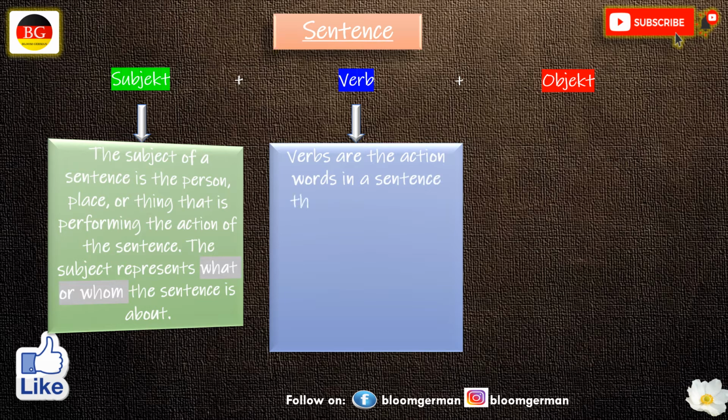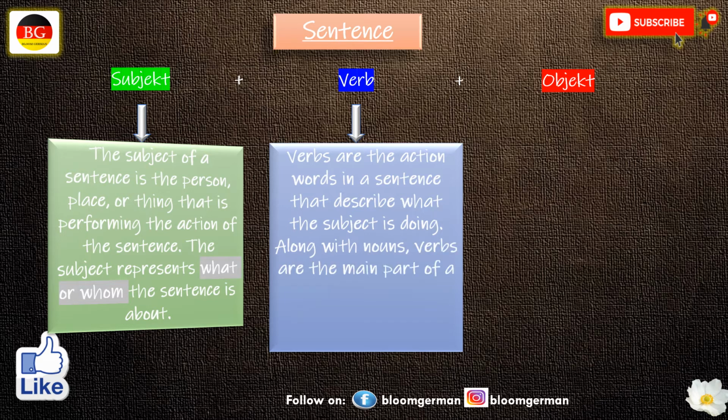Verbs are the action words in a sentence that describe what the subject is doing. Along with nouns, verbs are the main part of a sentence or phrase telling a story about what is taking place. Again the same example. I buy an apple. What do I do? So the question is with what? Buy. So buy is the answer and buy is a verb. Let's move on to object.